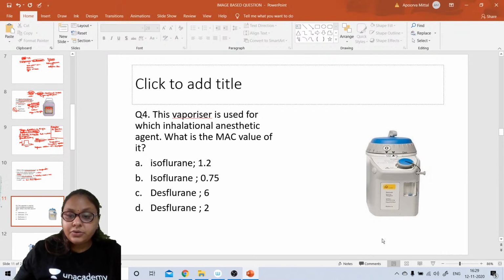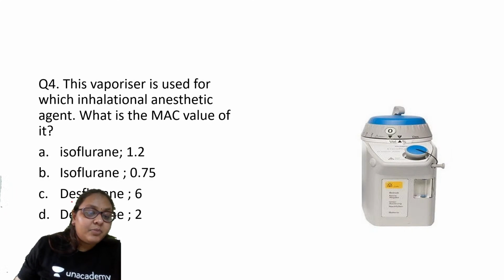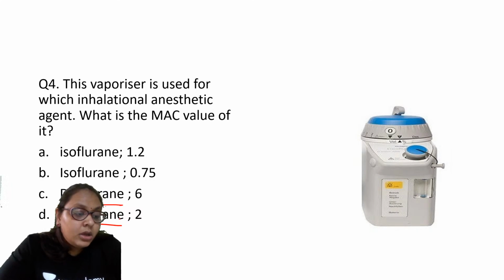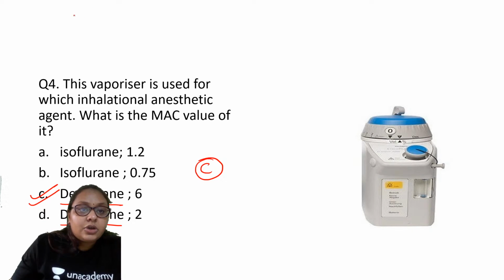So as you can see, what is the color of this vaporizer? It is blue in color, so it is a vaporizer for desflurane for sure. Now what is the MAC value of desflurane, the minimum alveolar concentration? That is 6, and therefore the answer is C. Coming to the important questions from desflurane. Yes, Dr. Kunal, it is C. Welcome to the class. So it is C, that is desflurane, and the MAC value is 6.